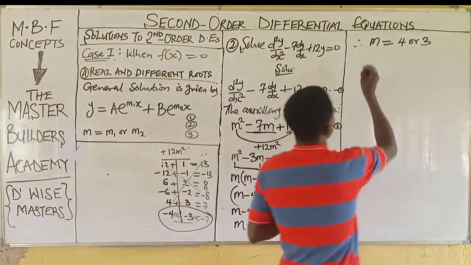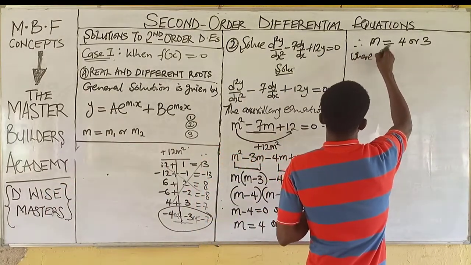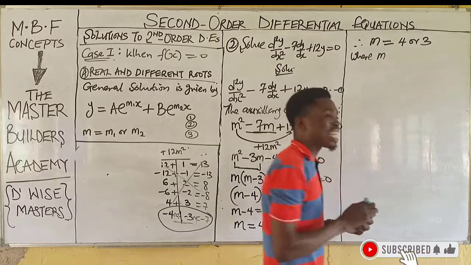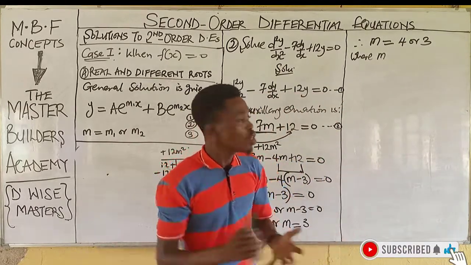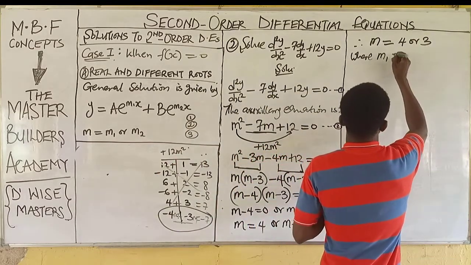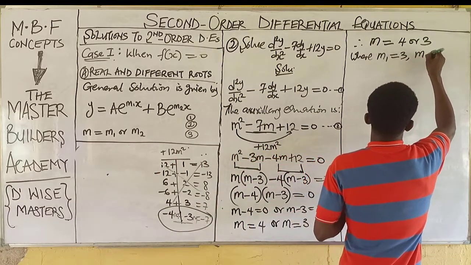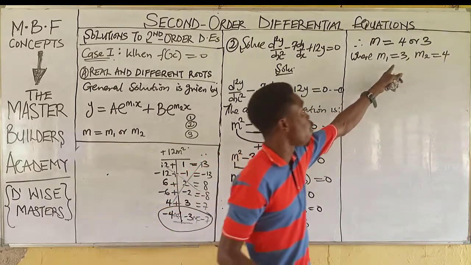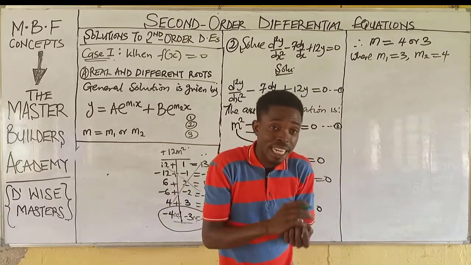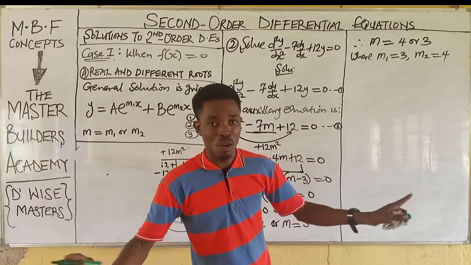Now, look at the 2 values. Are they real? Yes. Are they different? Yes. So, therefore, I will now categorize it. m1 is 3, m2 is 4. Like I said, anyone can come first. You can take 4 as m1. You can take 3 as m1. Anyone can come first. Alright?